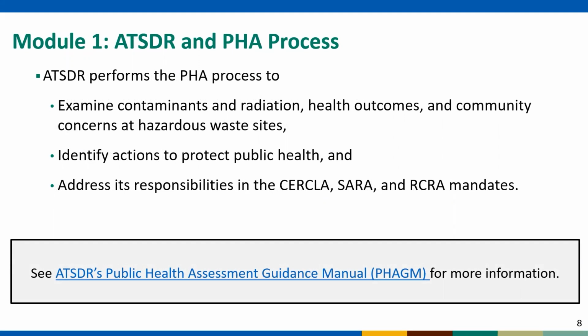Let's talk about ATSDR's PHA process, which involves various steps to examine hazardous waste sites. Examples of these steps include examining possible health effects, responding to community concerns, and identifying actions to protect public health. ATSDR uses its PHA process to directly address CERCLA, RCRA, and SARA mandates, as we mentioned. I recommend you refer to ATSDR's Public Health Assessment Guidance Manual, called PHAGM, for more detailed information. You can find the PHAGM at ATSDR's website.